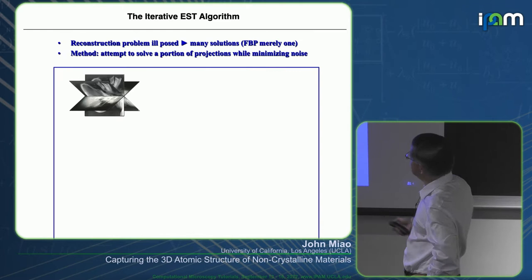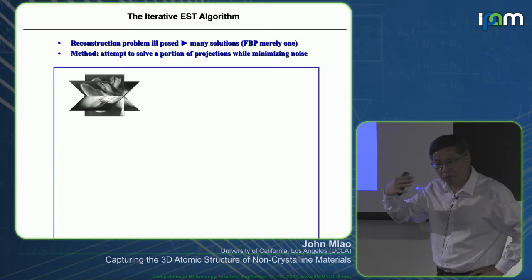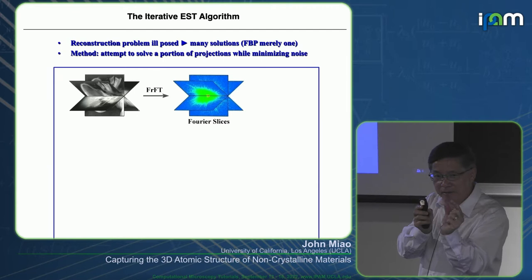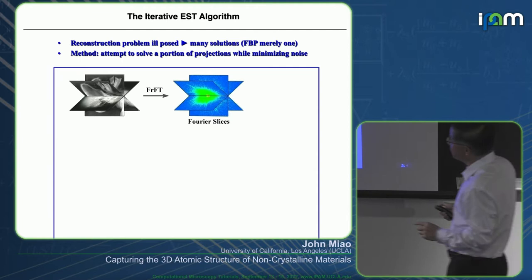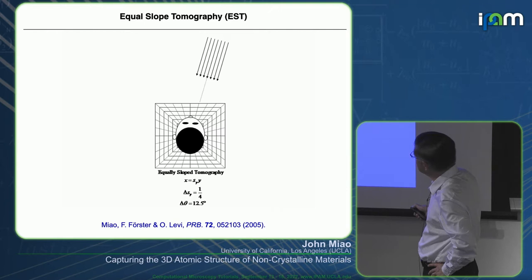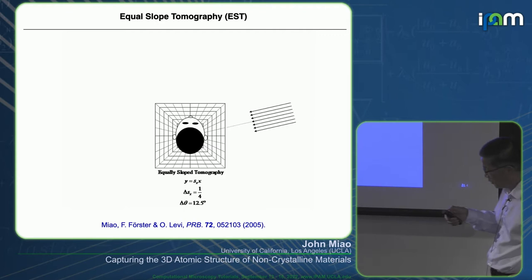So what we did is we first measure the images at equal slope increments. And then we use a fractional Fourier transform. Some of you probably heard about the fractional Fourier transform. In the FFT, if the distance between neighboring pixels is A, then the Fourier space spacing is 1 over A. But with a fractional Fourier transform, it does not have to be 1 over A, it can be a fraction of 1 over A. The reason it is fractional is that at different angles, this distance is equal, but this distance is not equal. So you need a fractional Fourier transform for this.